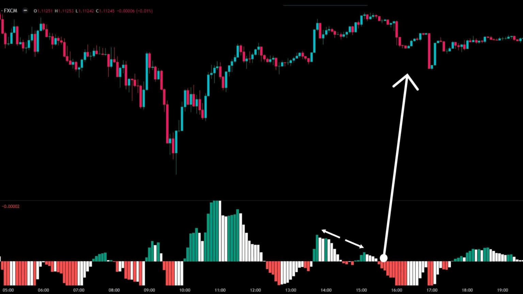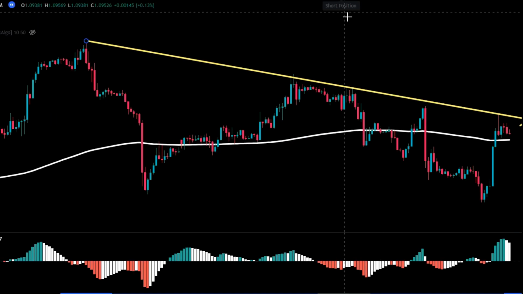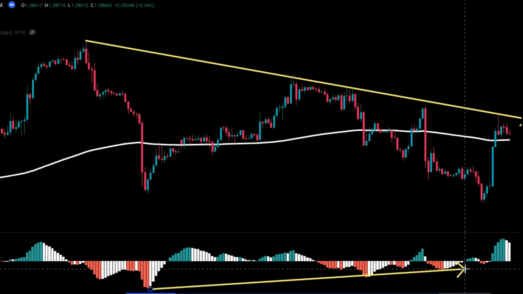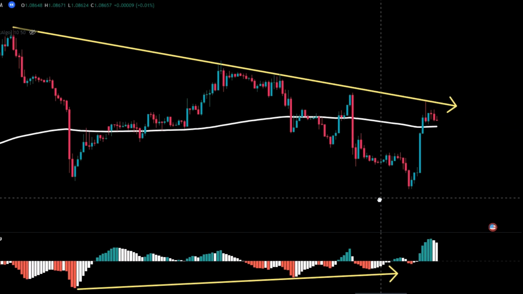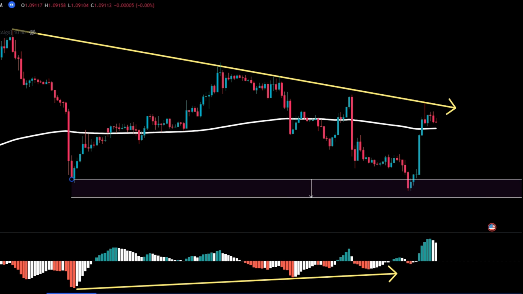To use divergence, shift your chart to 1 hour time frame. Here the price is in downtrend. However, the MACD histogram is making higher lows. So we're gonna draw a support zone using 1 hour chart and let the price come back to this zone.